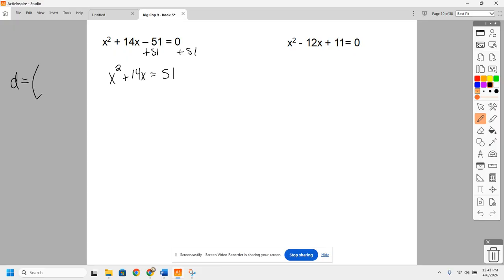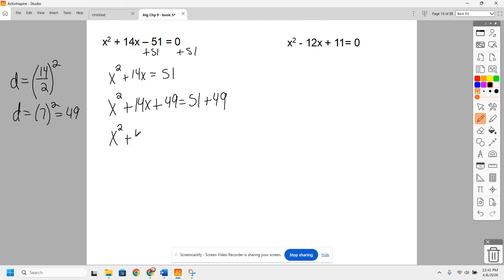Well, d is going to be b, which is 14, divided by 2 squared. So d is going to be equal to 7 squared. D is going to be equal to 49. I'm going to go add 49 to both sides. So I have x squared plus 14x plus 49 is equal to 51 plus 49. I get x squared plus 14x plus 49 is equal to 100.